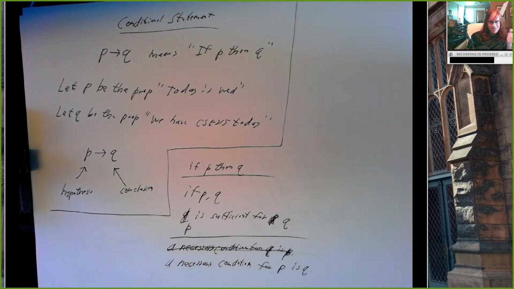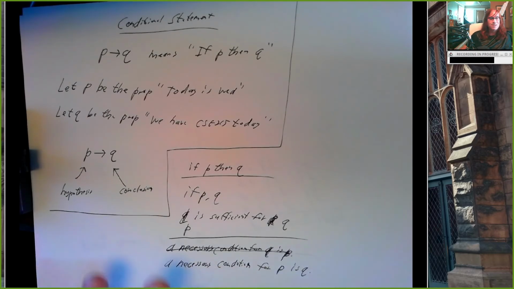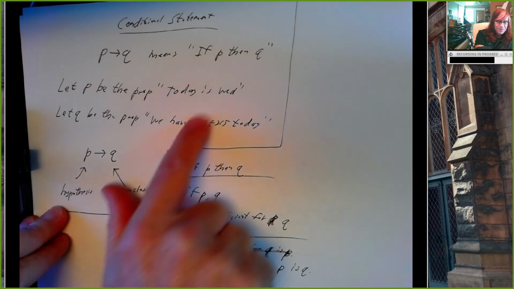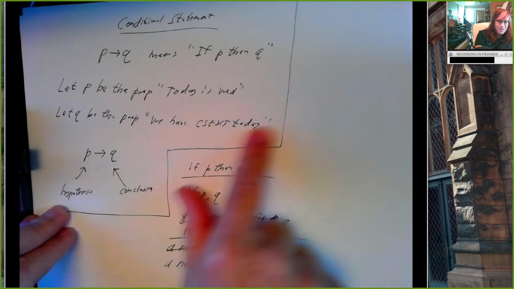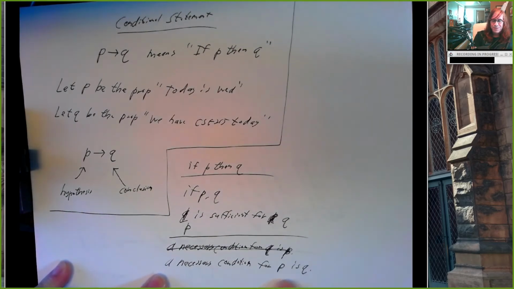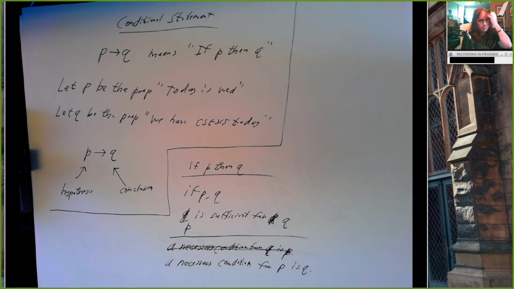But avoid the temptation to think of this as causality. It's not like if we decide to have class today, poof, it becomes Wednesday. And if I decide to cancel class, poof, it's no longer Wednesday. That's not what this is saying, right? If this really is a true proposition, if today is Wednesday, then we have class, then this statement is also absolutely true. A necessary condition for it to be Wednesday is that we have class today.